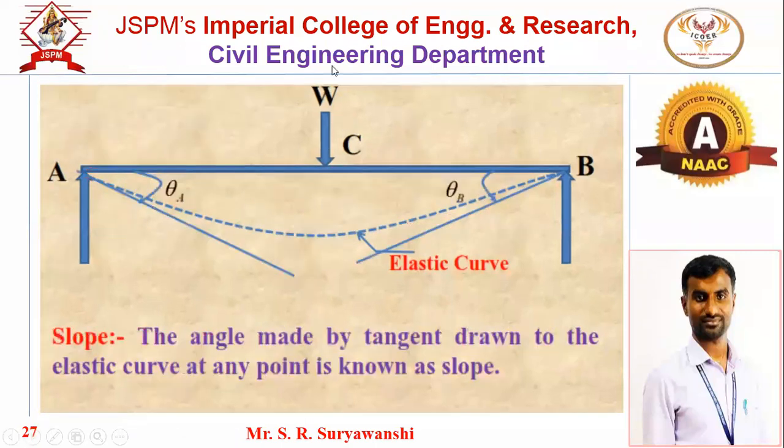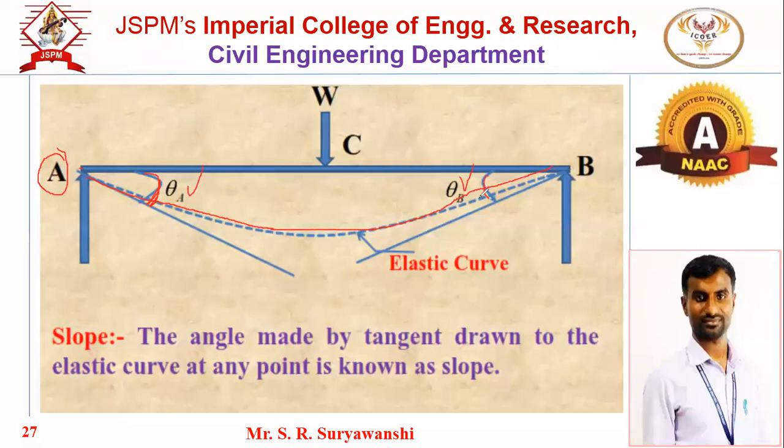Next it is the slope. Once you draw the elastic curve, and you measure the angle with respect to the original position of the beam, this is the original position of the beam AB, and this is the elastic curve. If you measure this angle theta A, this is nothing but the slope at end A. Similarly, theta B is the slope present at point B.